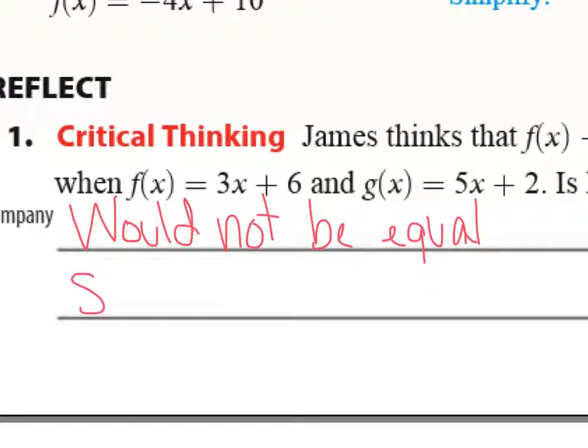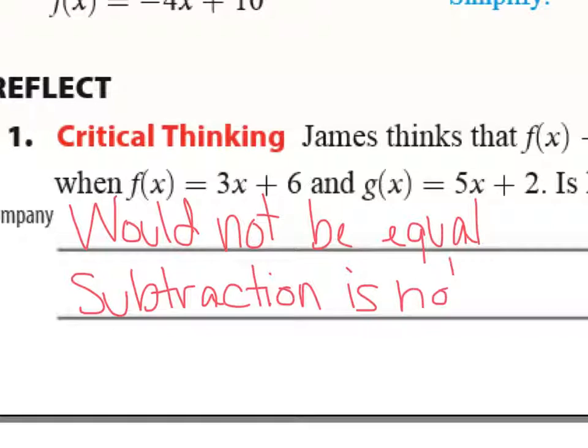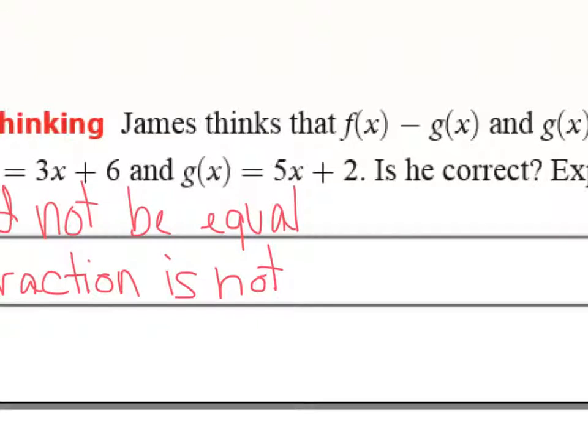Subtraction is not commutative. If you had 1 minus 2 and 2 minus 1, you would not get the same answer. Same thing when you are subtracting functions. The order does matter with subtraction.